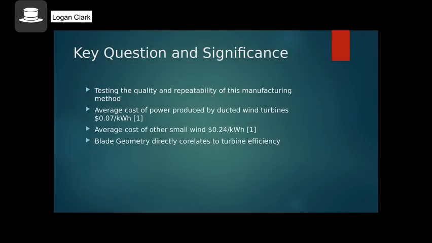The key question being asked in our experiment is the quality and repeatability of the manufacturing method described on the previous slide. The significance of the experiment lies in the efficiency of the turbine. In preliminary testing, the average cost of power produced by ducted wind turbines is 7 cents per kilowatt hour, compared to the 24 cents per kilowatt hour of other small-scale wind turbines. Given that the blade geometry is directly related to the efficiency of the turbine, it is important to ensure a consistent blade is produced.